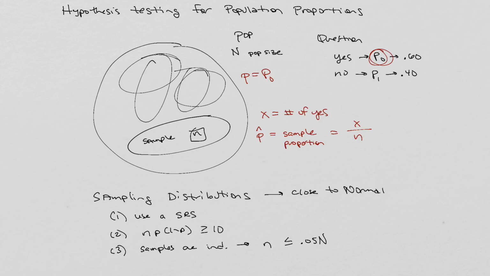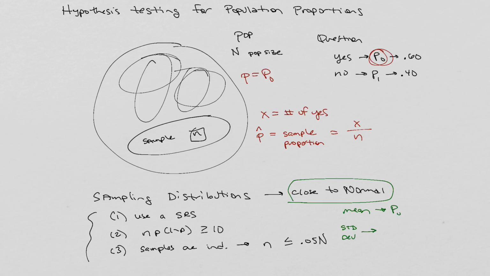So if we have these three properties, and we'll be checking them throughout this lesson, then all those samples are close to having what's called the normal distribution, right? So when you think about the normal distribution, you think about the mean and the standard deviation. The mean of these things is just going to be the mean of the population, which in this case is just p naught.